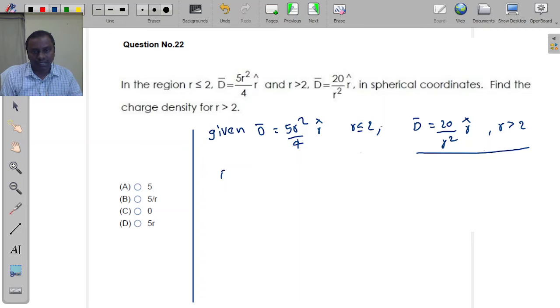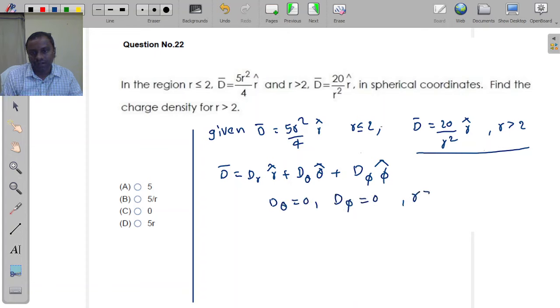So generally D has components in the coordinate system: Dr times r cap plus D theta times theta cap plus D phi times phi cap. By comparing both cases, D theta is 0, D phi is 0. For r greater than 2, Dr is 20 divided by r square.